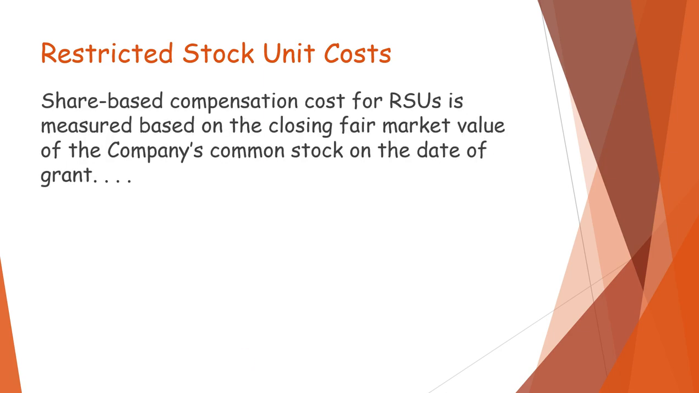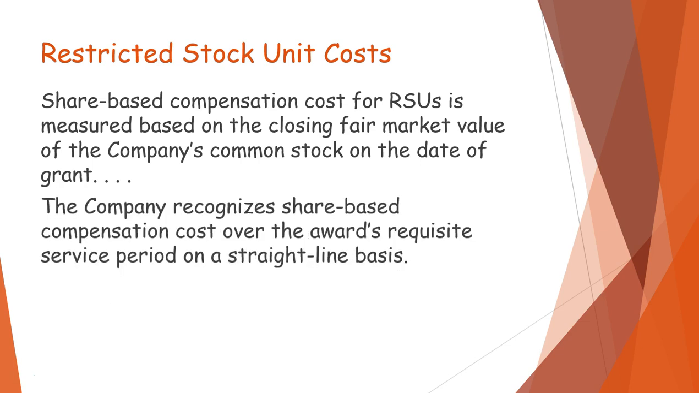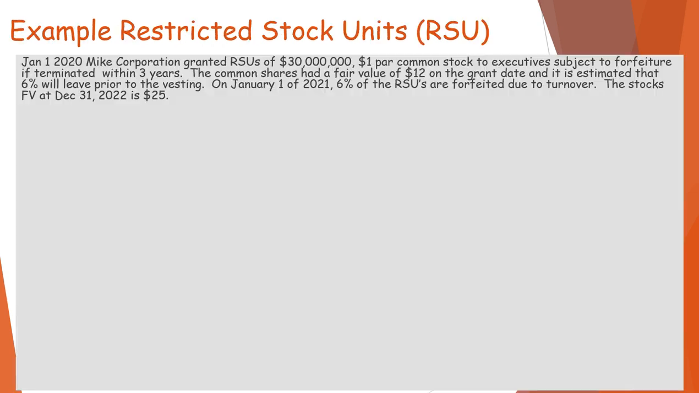Share-based compensation cost for RSUs is measured based on the closing fair market value of the company's common stock on the date of the grant. The company recognizes share-based compensation cost over the award's requisite service period on a straight line basis. Now we're going to look at an example. Now, on January 1st, my corporation grants RSUs of 30 million shares, since it's $1 par, to executives subject to forfeiture if terminated within 3 years.